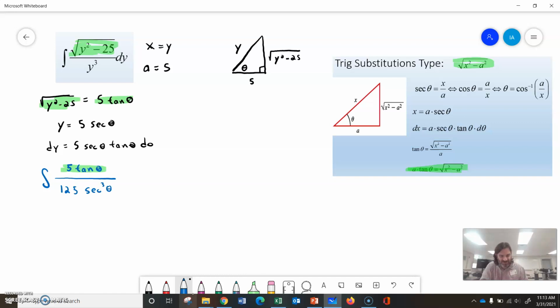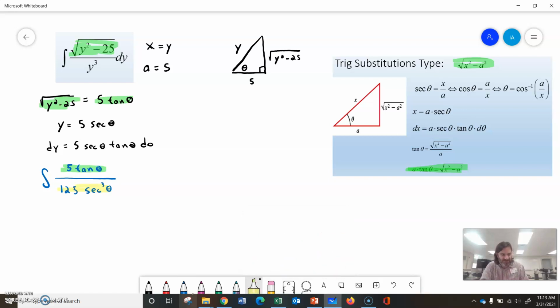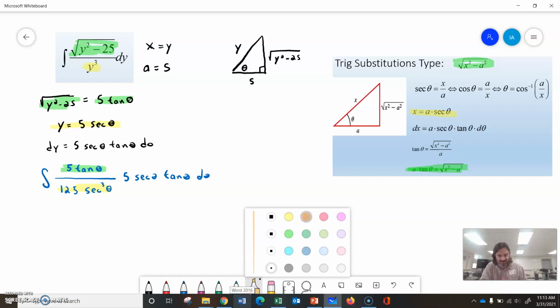Let's pick a different color to kind of show where that comes from. So since we're writing in blue, let's use yellow. So this comes from here, here, here, here. And then we have our differential. We're replacing dy with 5 secant theta tangent theta d theta. Alright, let's find a happy color. Orange is going to get some love here.